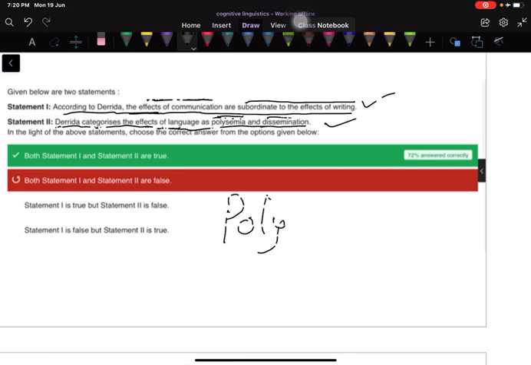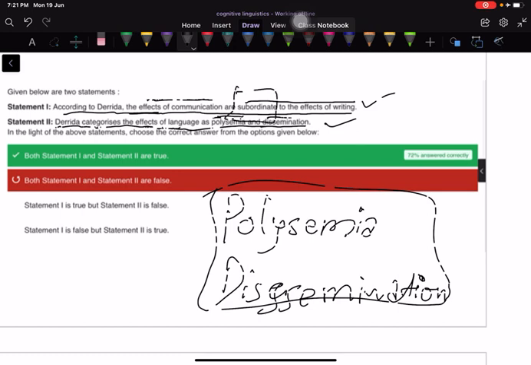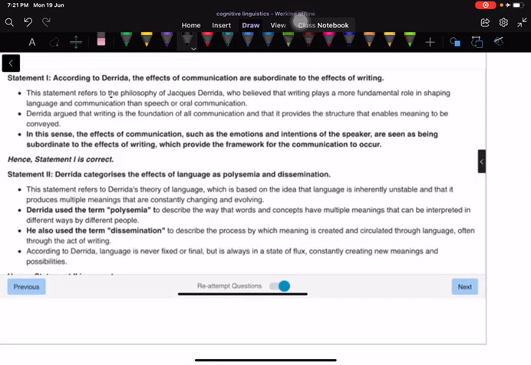Polysemia and dissemination. These are the effects of language: polysemia and dissemination. And according to Derrida, effects of communication are subordinate to the effects of writing. According to Derrida refers to the philosophy of Jacques Derrida, who believed that writing plays a more fundamental role in shaping language and communication than speech or oral communication.